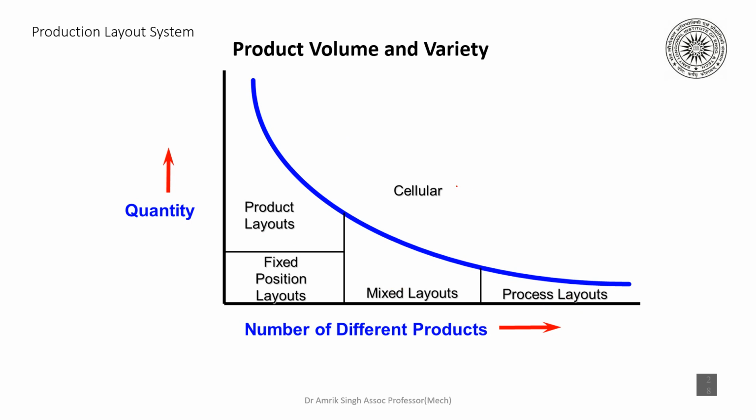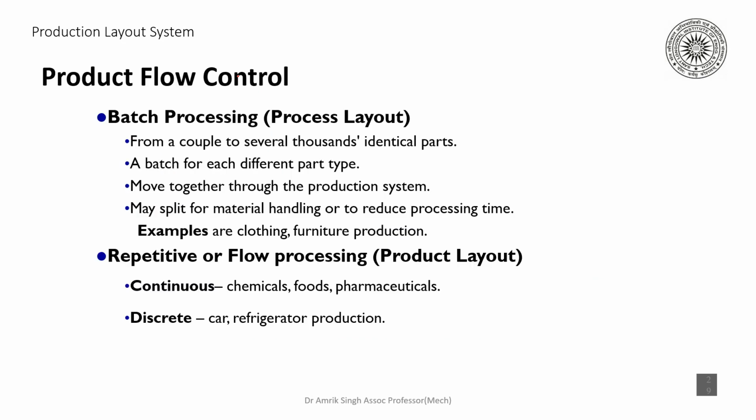So you see, this type is a cellular layout. In this, you see the quantity is high here, in this layout. So it goes on decreasing. As the number of the products goes on increasing, the quantity is low here, but here it is high for the fixed. So this is a product volume and variety graph.